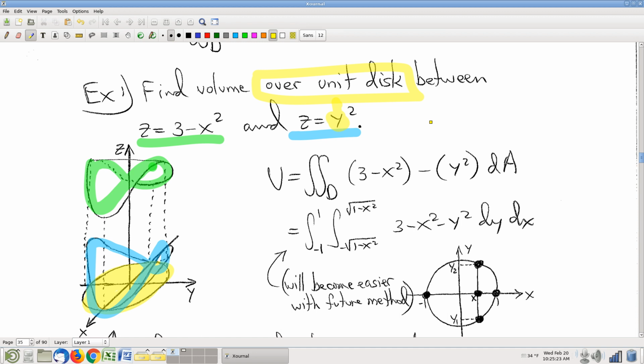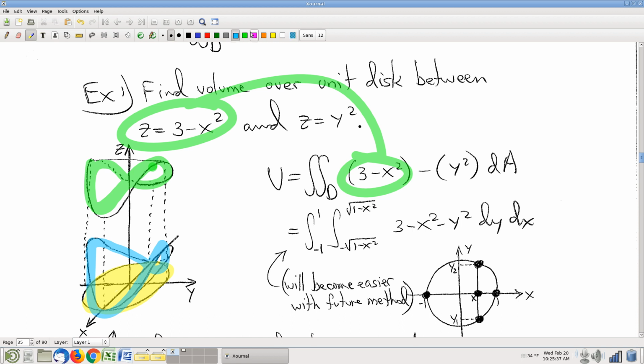Right, so if green is above 2 and blue is below 1, clearly green is above blue. So that resolves that question, and we can proceed. And here's the formula: the green minus the blue z coordinates. Z minus z gives you that height. There's your double integral, and off you go.